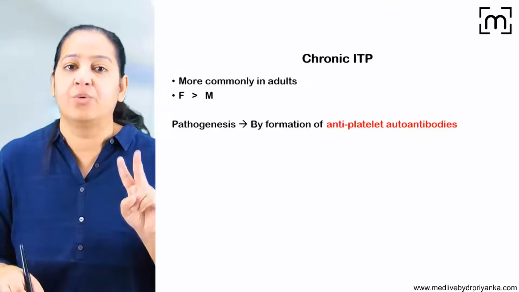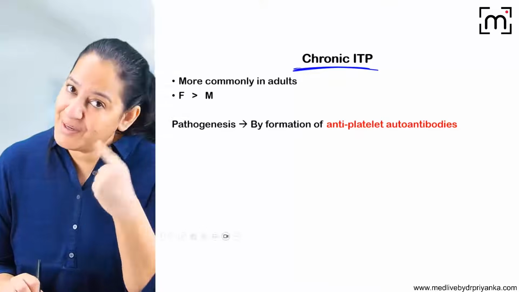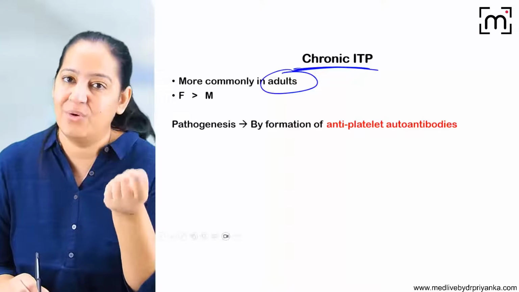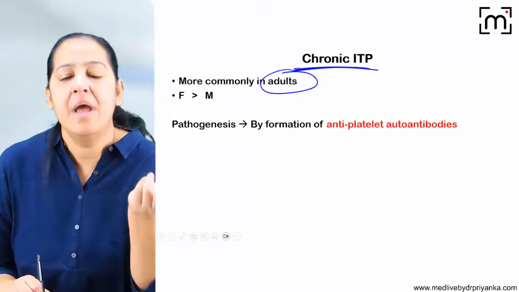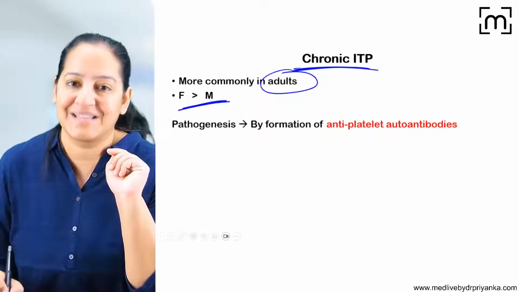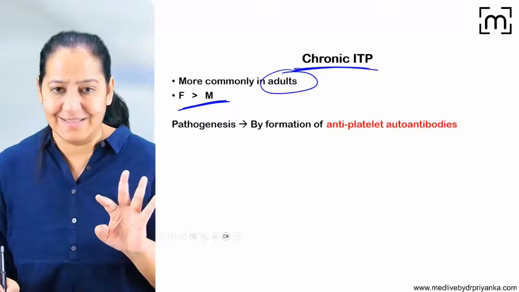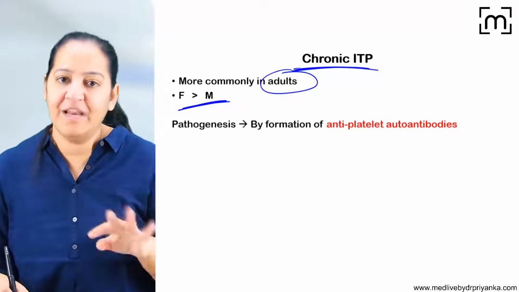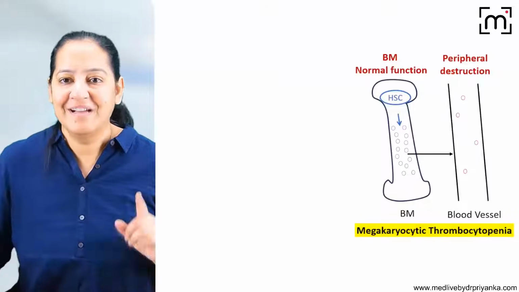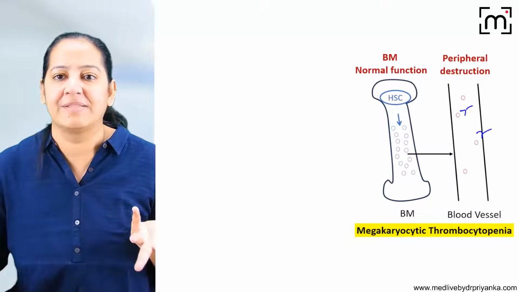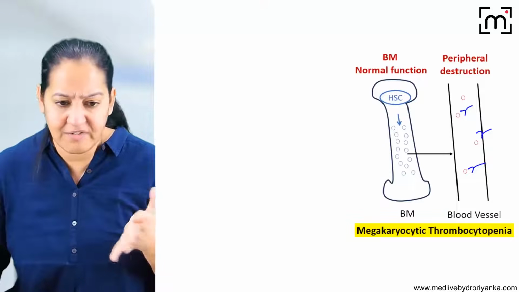This was the acute. Now coming to chronic ITP. Acute occurs in children, chronic occurs in adults. In acute, the incidence is the same in male and female child, but in chronic, it is more common in female as compared to male. Here, no virus enters the human body. The body is automatically forming autoantibodies against the platelet. So these are the platelets. The body is forming autoantibodies against them without any reason. There is no cross-reactivity, no viral infection.